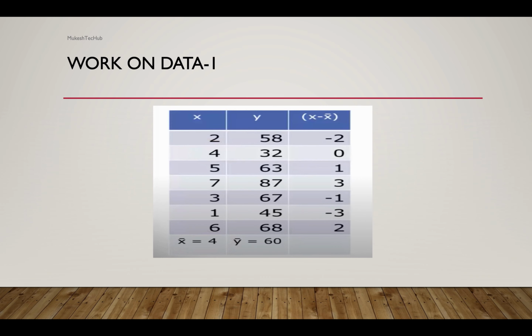So here I have value of x and value of y. So if I calculate the x bar, that is the mean of x variable, if you add 2, 4, 5, 7, 3, 1, 6, that will come to 28, and the total number of x values, that is n, is 7. So 28 by 7, that is 4, similar to y bar.